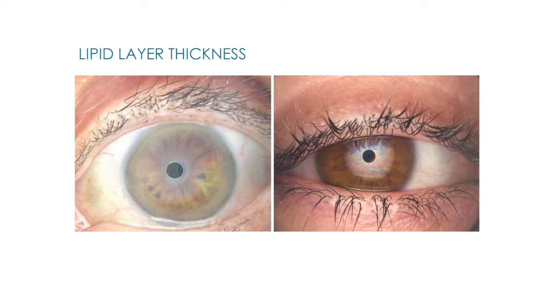You can see on the left side a transparent tear film. That means that the lipid layer is very thin. On the right part of the slide, you can see a whitish tear film. That means that the lipid layer is thicker.